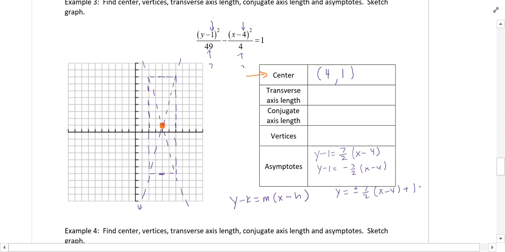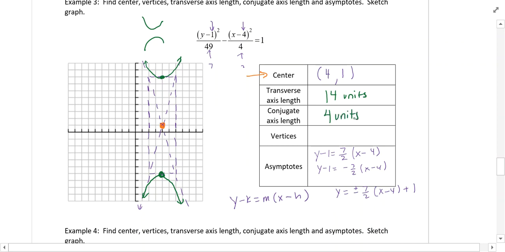My transverse, which way are we going? We are going up and down. So we're up that way and down this way. So my transverse axis is 14 units in total. Conjugate axis is 4 units.